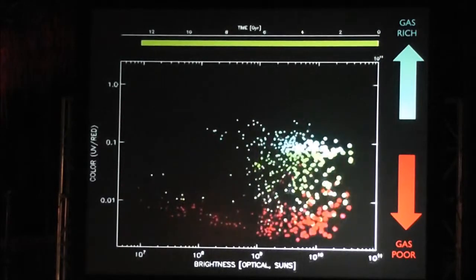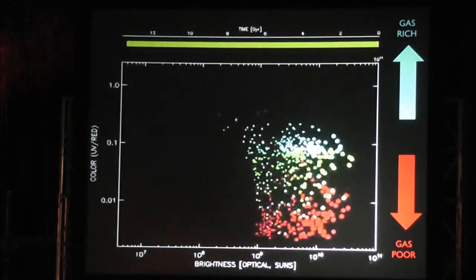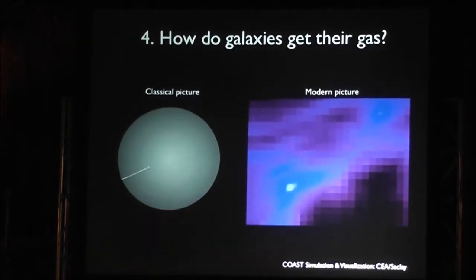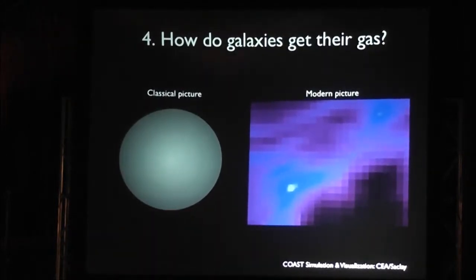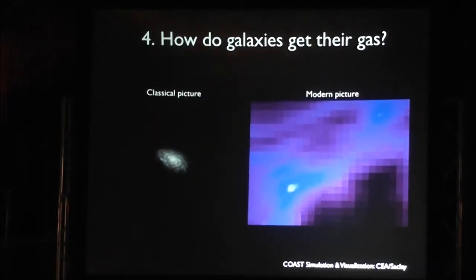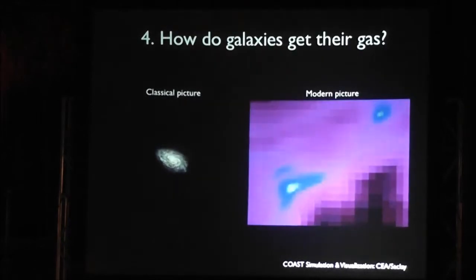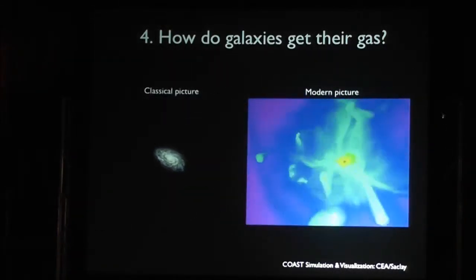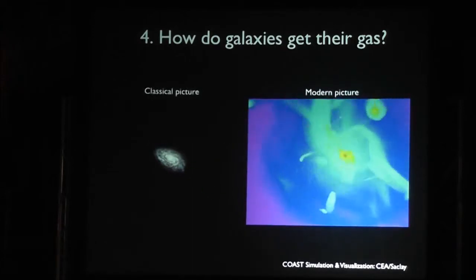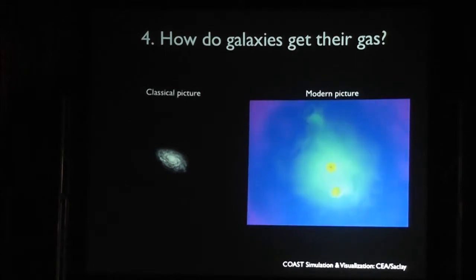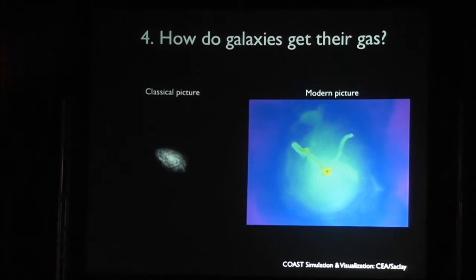So then the question is, how do galaxies get their gas? Because gas is clearly driving this evolution. So the classical picture was that there's a cloud of gas, it slowly collapsed, and stars formed from that gas, and that was pretty much it. It was very boring. But the modern picture is much more complicated. There are streams of gas, there are mergers, lumps coming in. It's quite complicated, but clearly stuff is coming from the outside, the IGM, and driving the evolution of the galaxy.